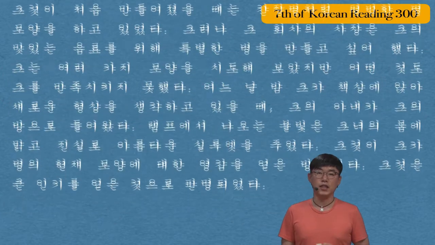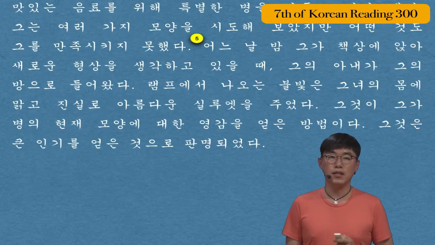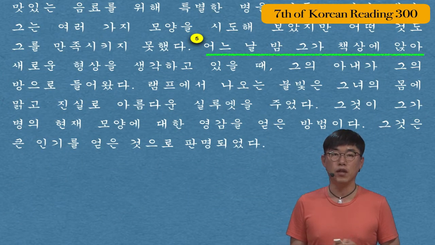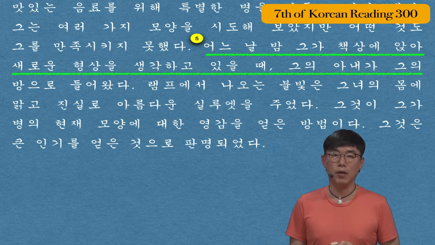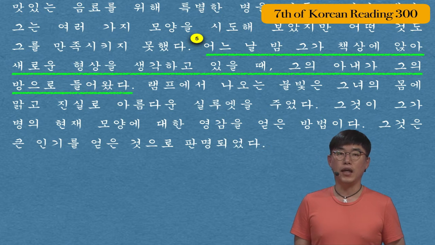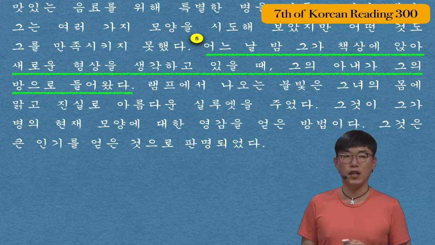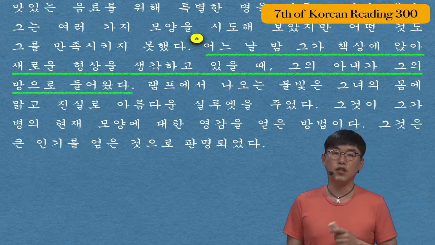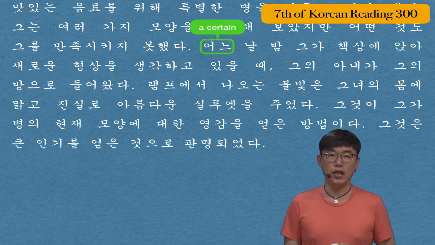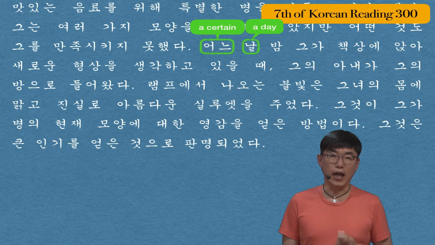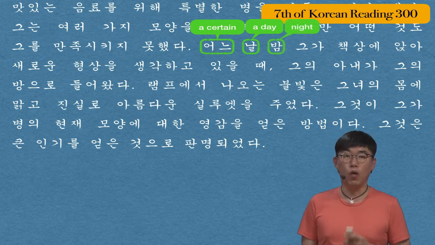The fifth sentence is 어느 날 밤 그가 책상에 앉아 새로운 형상을 생각하고 있을 때 그의 아내가 그의 방으로 들어왔다. One night when he was at his desk thinking of a new figure, his wife came into his room. 어느 is a certain and 날 is a day. So 어느 날 is one day.